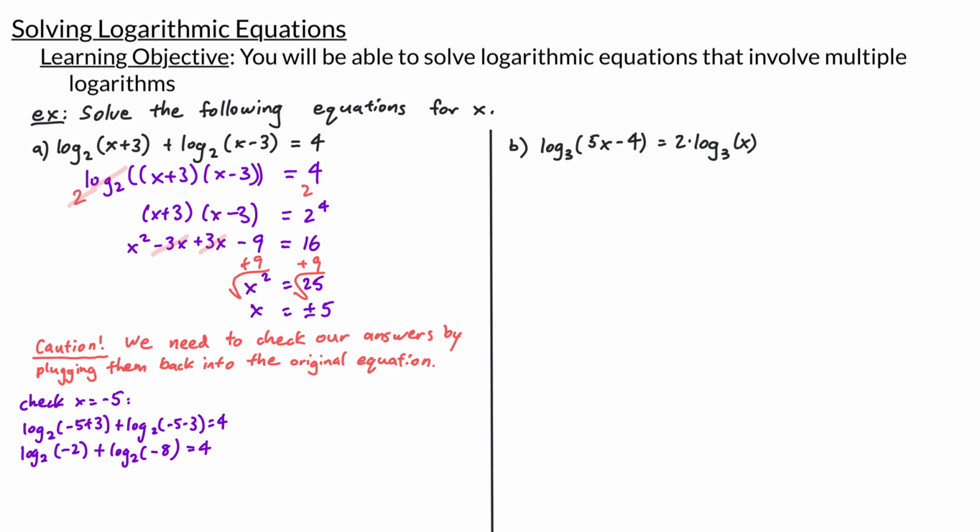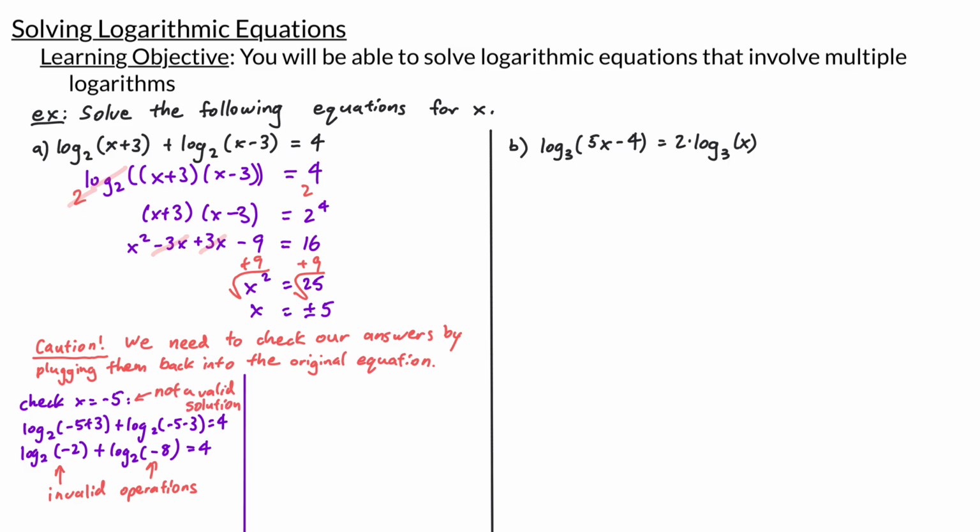Because if you try to think about what is log with base 2 of -2, you're trying to think 2 to what power gives us -2. But 2 raised to any power is always positive. It's never 0 or below. So that's why we can't take the logarithms of numbers that are 0 or below. So we would say that the logarithm with base 2 of -2 and the logarithm with base 2 of -8 are invalid operations, which tells us that x equals -5 is not a valid solution.